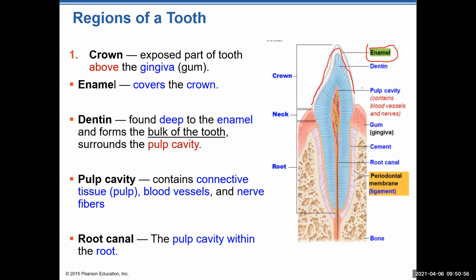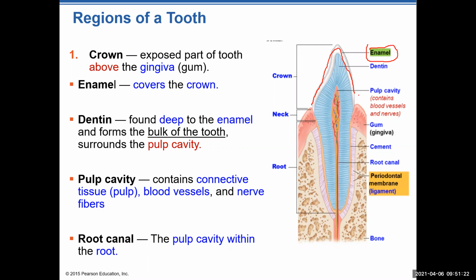Its main function is just to protect your tooth against various abrasions, because you know that we chew the food, we might eat any hard substance with our teeth, right? So it needs to be protected. So enamel is there to protect the tooth against various wear and tear, against various abrasions.